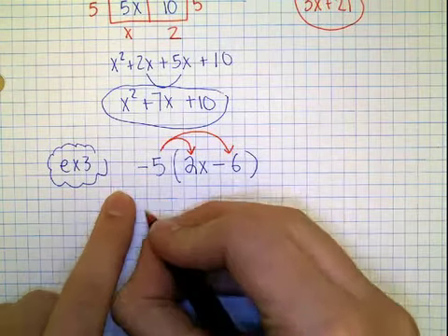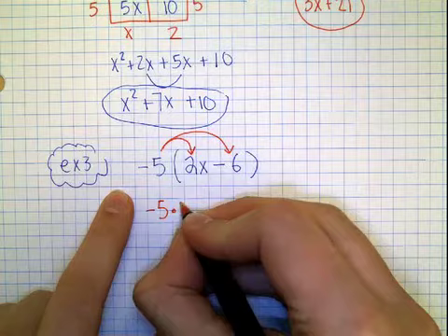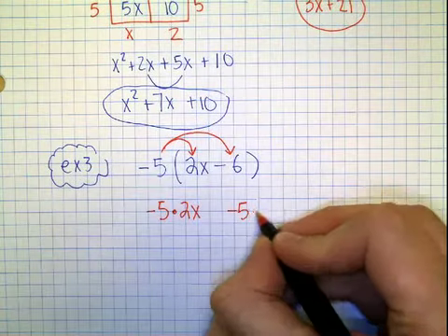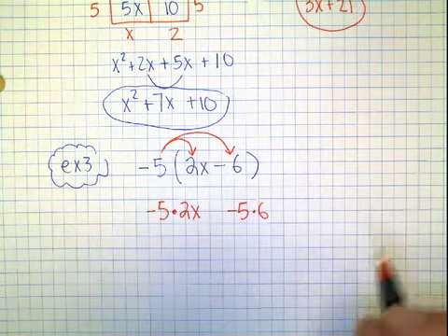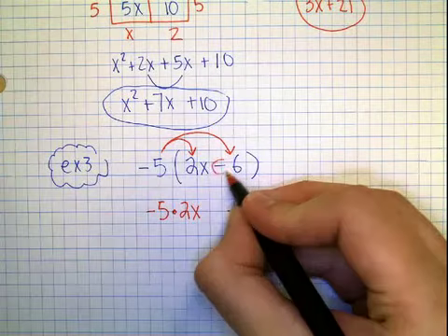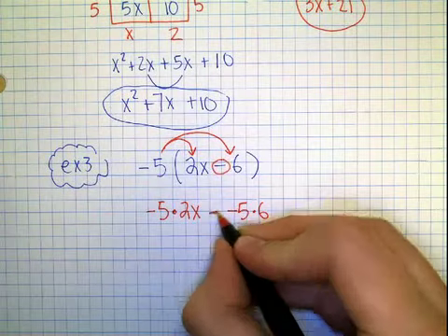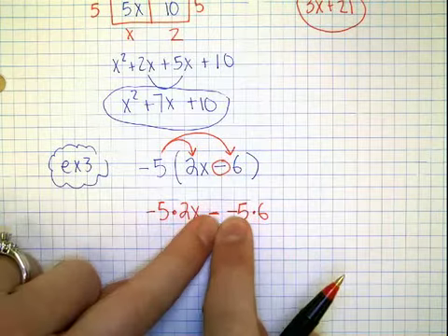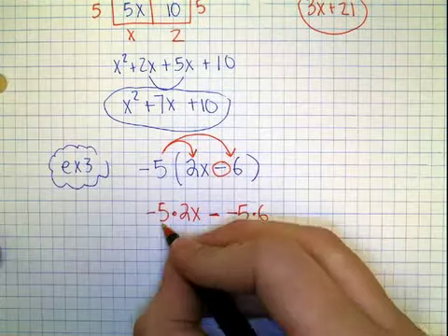This is a minus 5. So you're going to do a minus 5 times the 2x. You're also going to have a minus 5 times the 6, but because it's a subtraction sign, you're going to have to put a subtraction sign here. You're going to have the negative 5 and the negative 6. You're going to have two negative signs to keep track of.